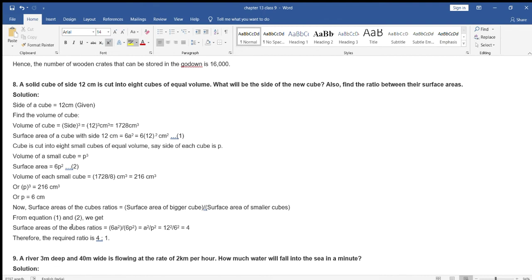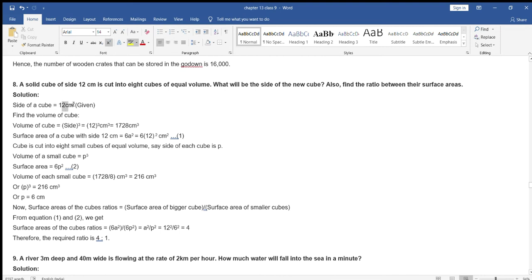It is cut into 8 cubes of equal volumes. What we have to find out is the side of the new cube, whatever the new cube is. And we also have to find out the ratio between their surface areas. Just see how we have solved it.